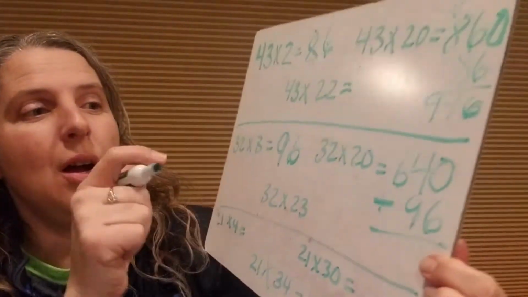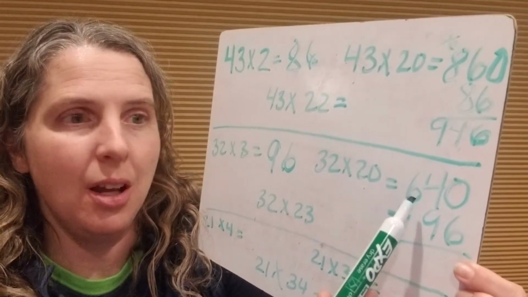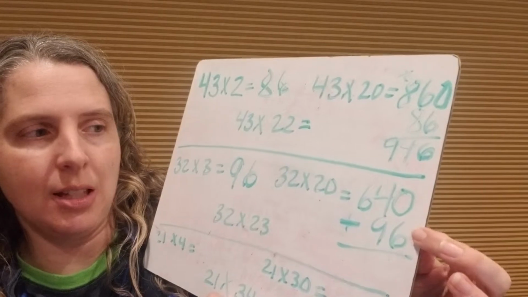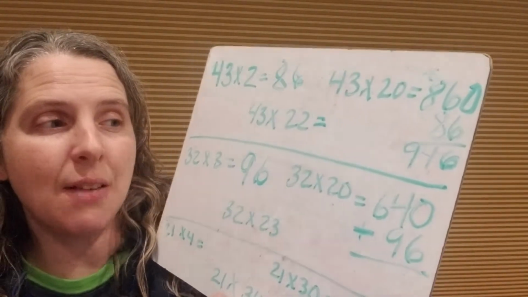In your head, add 100. 640 plus 100 is 740. And I know that it's only 4 away, so it's 4 less than that. Our answer should be 736.